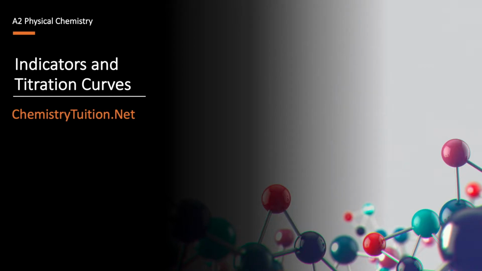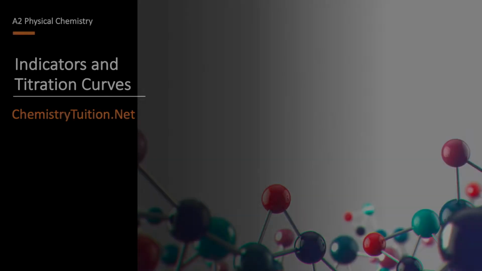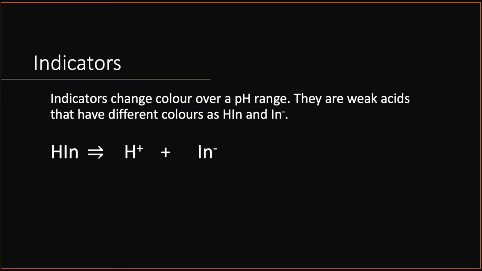We can now look at how indicators work and also how pH changes when we do a titration. So first of all, let's look at how an indicator works. Well, an indicator is actually a weak acid. So we're going to represent an indicator by HIn in a similar way that we represented a weak acid as HA. So obviously a weak acid is in equilibrium when we dissolve it in water with H+ and In-.